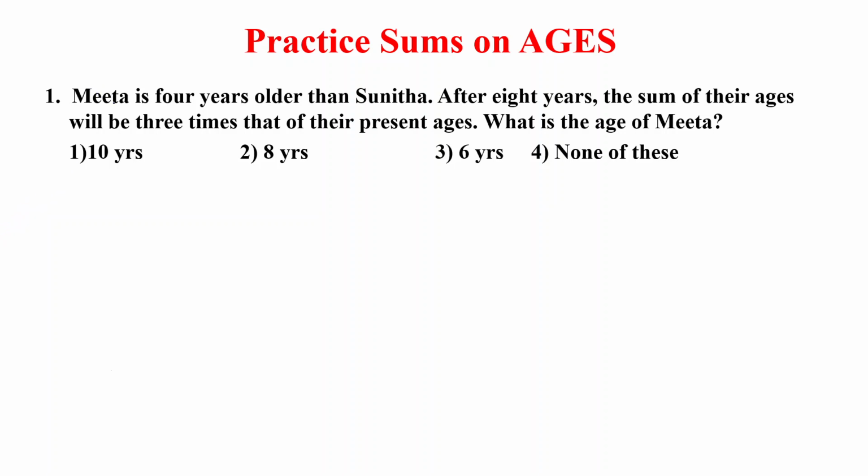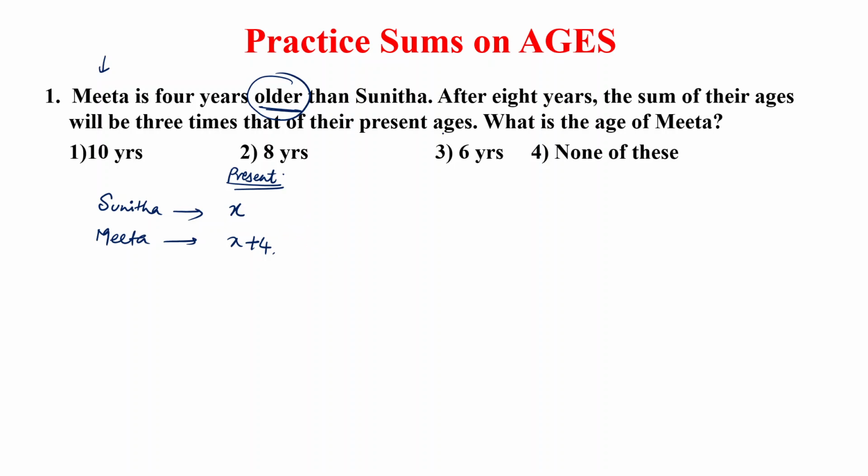What you will have to identify is who is older. Meeta is 4 years older, so Meeta is older. You just write the names, Sunita and Meeta. First, whose name has to be written? Somebody who is younger, so Sunita. Suppose the present age of Sunita is X. Then Meeta is 4 years older, and older means more, so Meeta will be X plus 4. One equation is done.